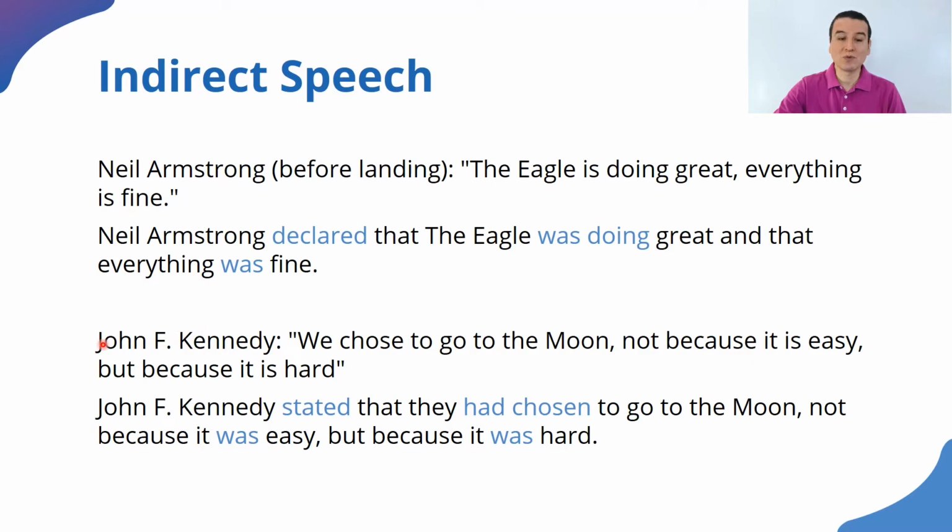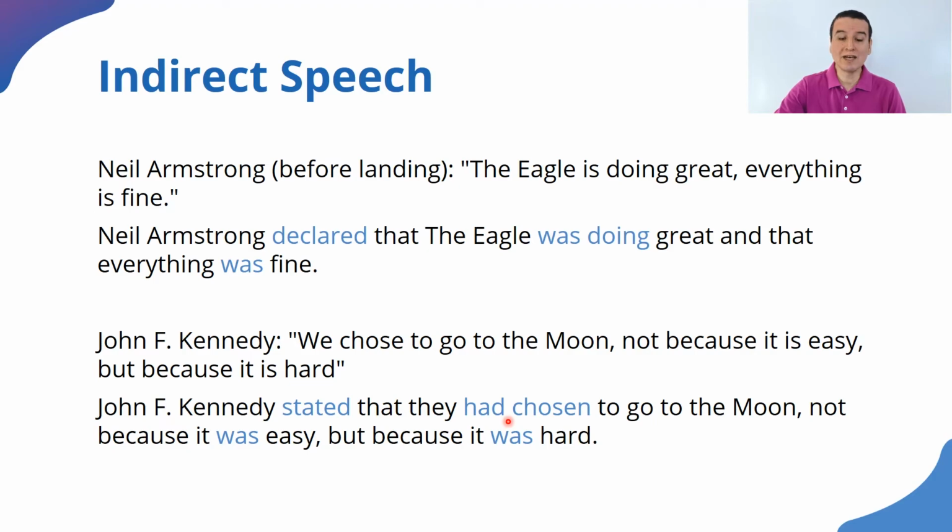For the next one, which is that John F. Kennedy said, we chose to go to the moon, we're going to say something like this. John F. Kennedy stated, we could say any other thing, but the student chose to use stated that they, not chose, that they had chosen to go to the moon. If somebody says that they chose to go to the moon, it would still make sense because we're talking about the past tense, but it is more standard, let's say, to use had chosen because we're transforming the past simple into the past perfect.